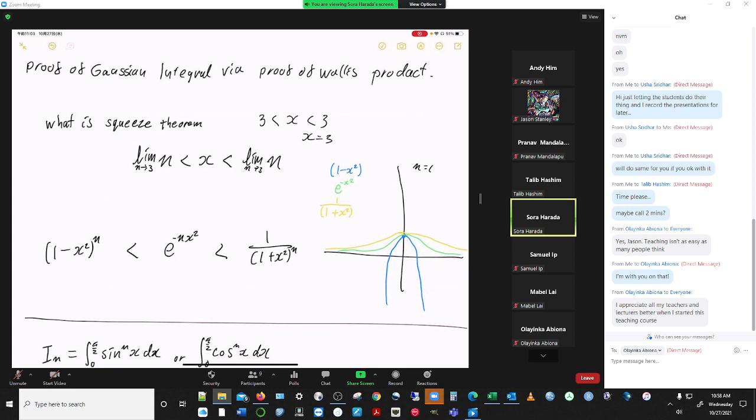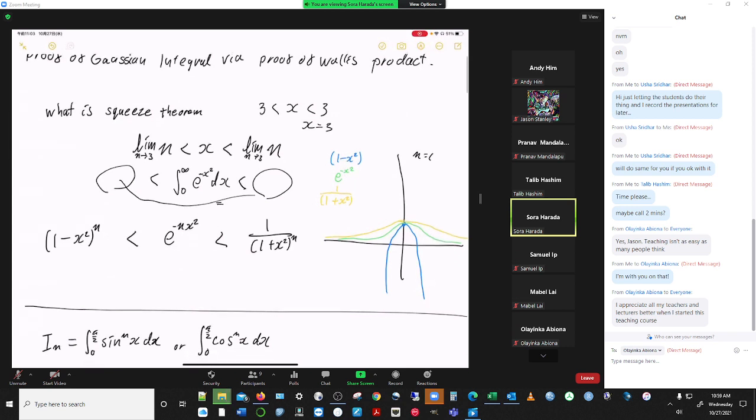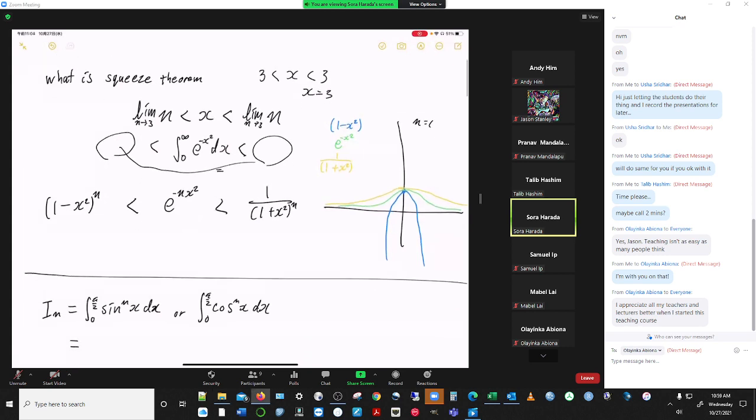So what I want to do first is take the integral from 0 to infinity of e to the negative x squared dx. That's the Gaussian integral. I want to find some function that's strictly less than or strictly larger than the Gaussian integral, and make these two equal to each other somehow. And then say that the Gaussian integral equals some specific value, right?